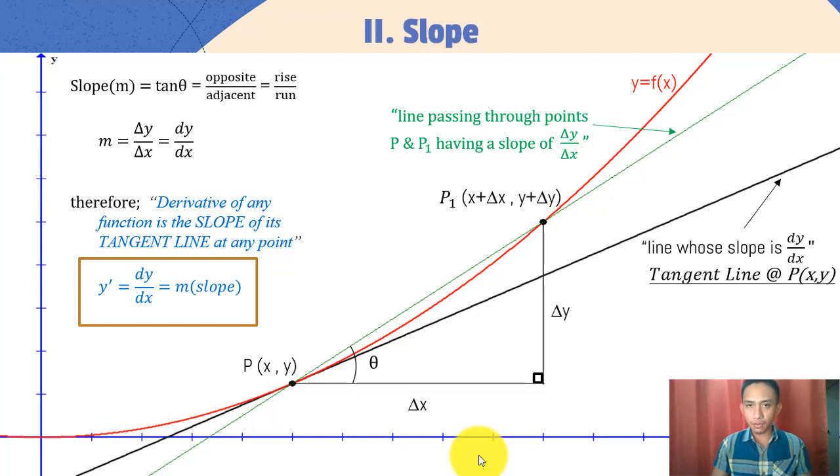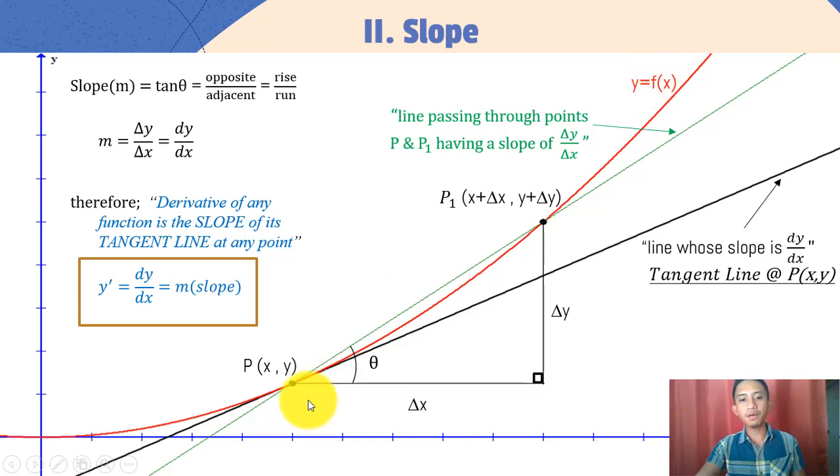Now, let's try to understand this slope. How is it related to your derivative? So let's focus first on the drawing. Focus on this red drawing here, the red curve. That is the drawing of your function y equals f of x.